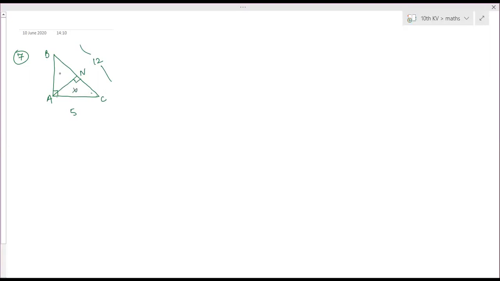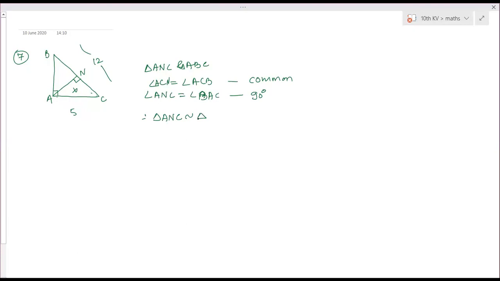Okay, fine. So we have to show the similarity of triangle ANC and ABC. Can you prove it? Ma'am, angle C is common. Angle ACN is equal to angle ACB, common angle. And angle ANC is equal to angle BAC, each 90 degrees. Yes, right. BAC is 90 degrees.